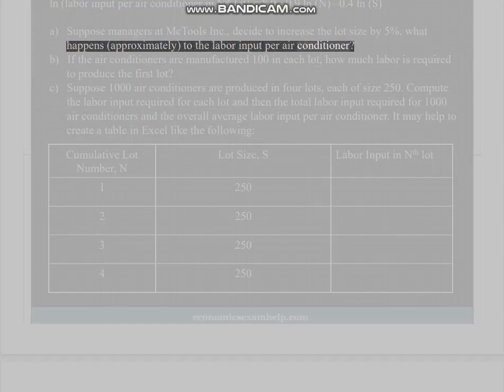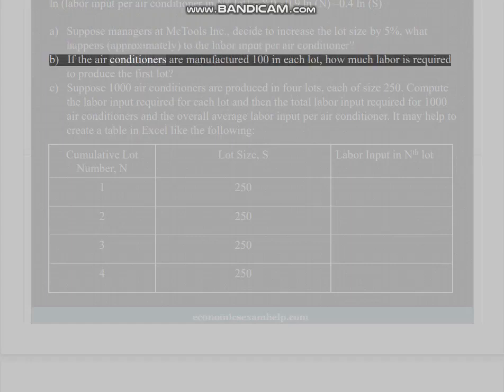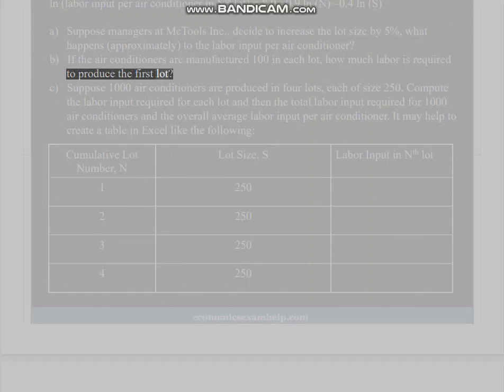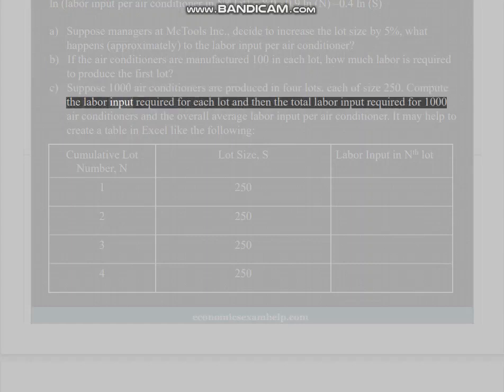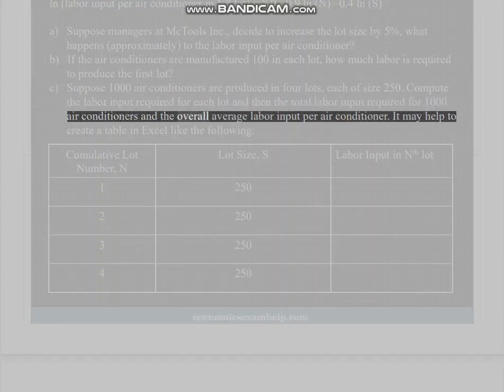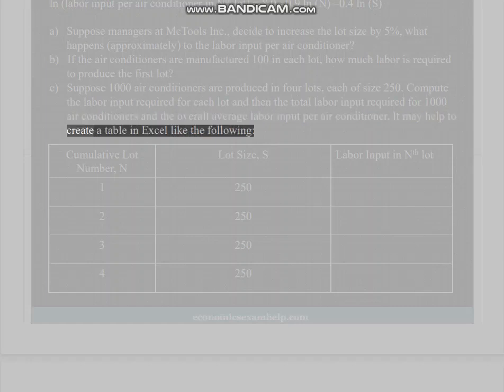per air conditioner? B. If the air conditioners are manufactured 100 in each lot, how much labor is required to produce the first lot? C. Suppose 1,000 air conditioners are produced in 4 lots, each of size 250. Compute the labor input required for each lot and then the total labor input required for 1,000 air conditioners and the overall average labor input per air conditioner. It may help to create a table in Excel like the following.